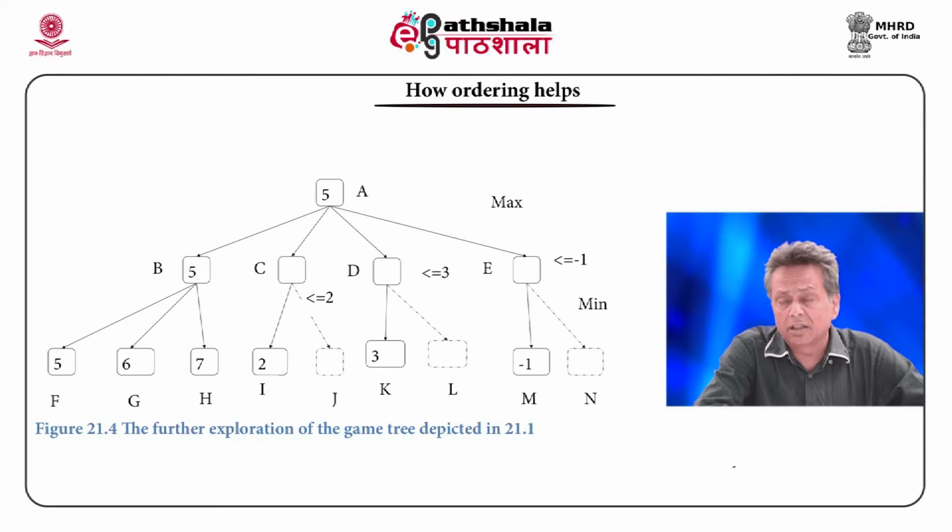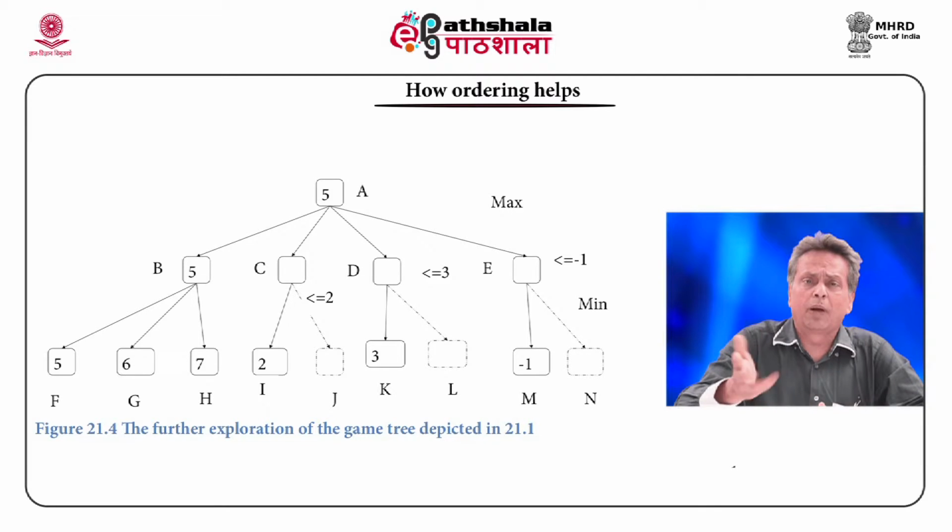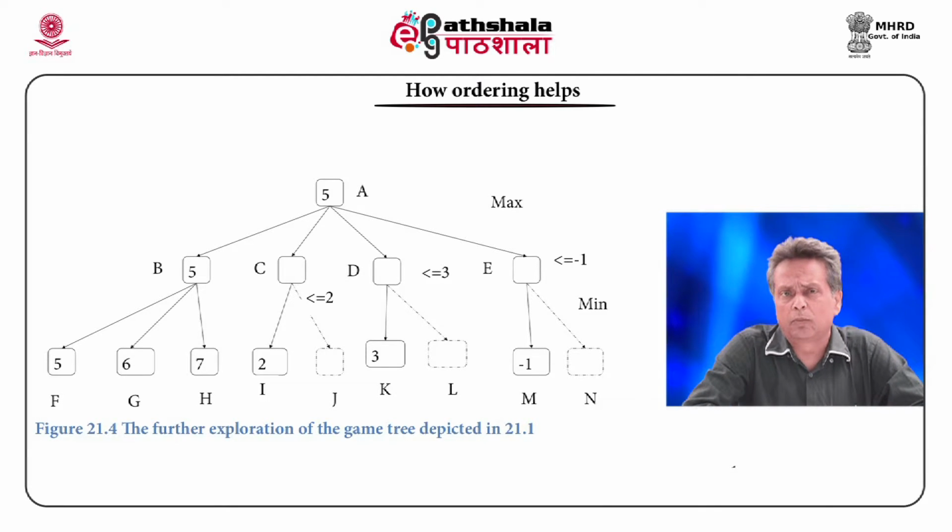And I've already got 5 from B. So there's no point exploring other children of C. Similarly, when I explore the first child of D, I get 3. Again, this is no good. E is minus 1, it is worse. So there is again no point. And I could easily eliminate others.